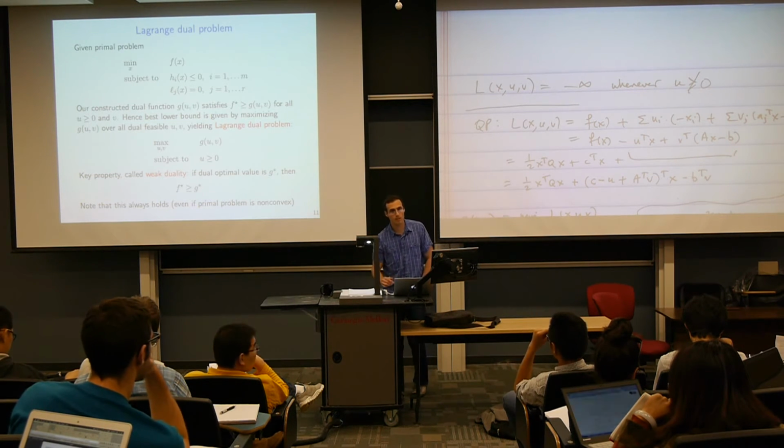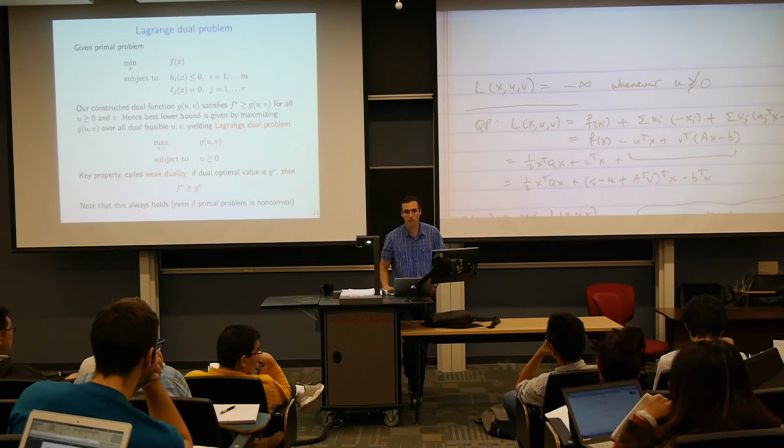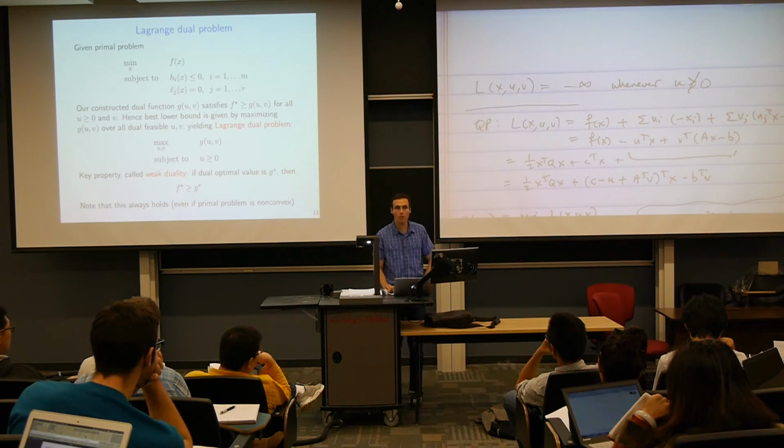Is it correct to say that if I have strong duality, then the problem is convex? No, not correct. We'll see that the direction of implication goes one way. We'll talk about that in a few slides.